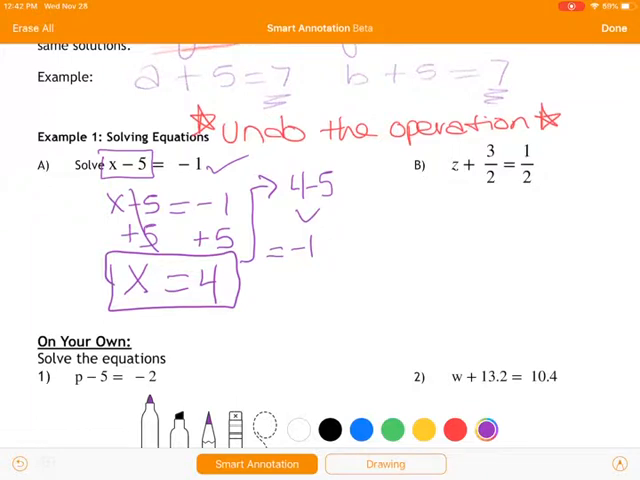All right, let's try B. This time our operation is addition. We have z plus 3 halves equals 1 half. So we want to undo this operation of addition. I'm just going to rewrite this out: z plus 3 halves equals 1 half. And to undo addition, to do the opposite of addition, we're going to want to subtract. So we're going to subtract 3 halves from both sides of the equation.